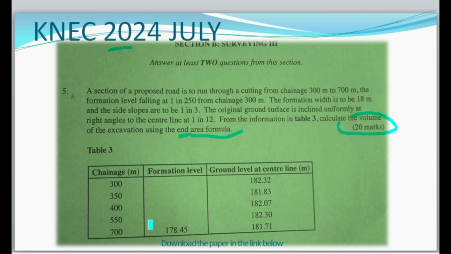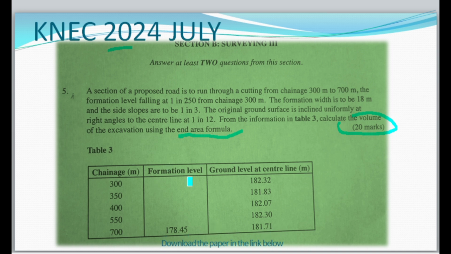So here we have the formational level of 178.45. Then we have the ground levels at the center line. So these are the ground levels: 182.32, 181.83, 182.07, 182.30, 181.71. So the center line, they have a division.